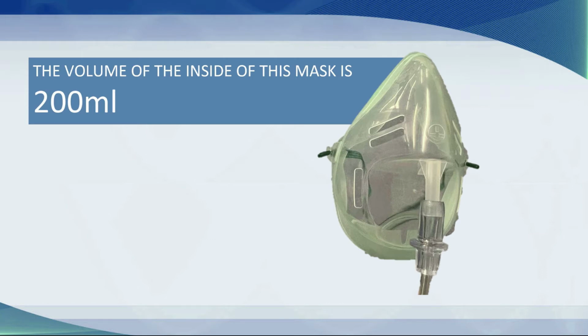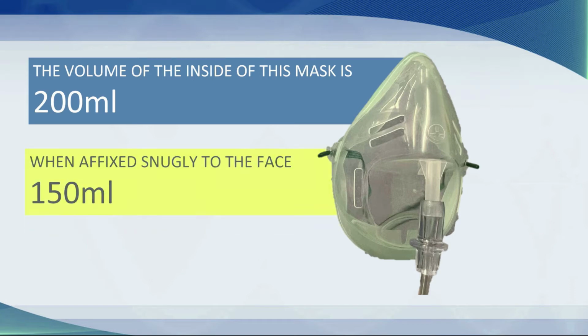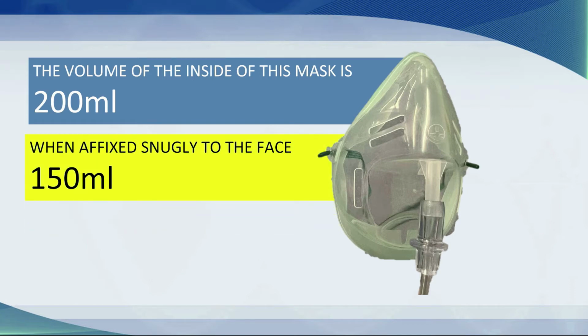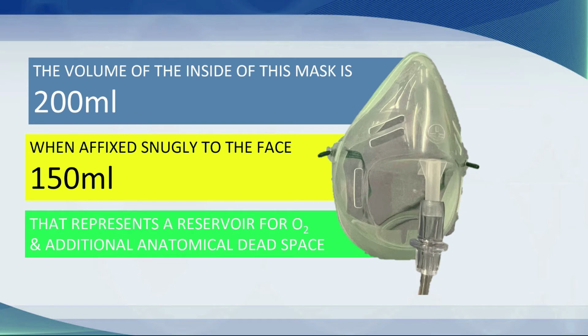Now, something that you must be aware of when using face masks is their volume. The volume on the inside of this mask is 200 mils. I know because I measured it. That obviously drops when the mask fits snugly to the face. I estimate that the true value of the volume in this mask is about 150 mils. That is not an insignificant volume. It represents both a reservoir for oxygen and additional anatomical dead space.